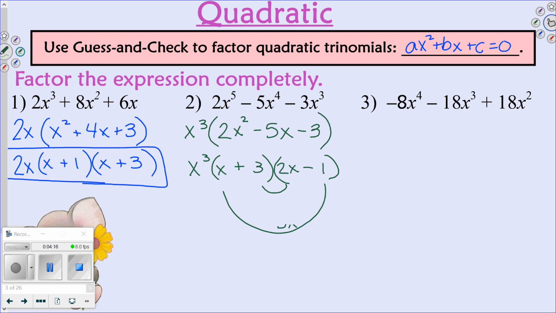All right, so then if I check, I get 6x minus 1x, which is a positive 5x. Now I need to flip my signs. There we go. Now it's factored and it works.